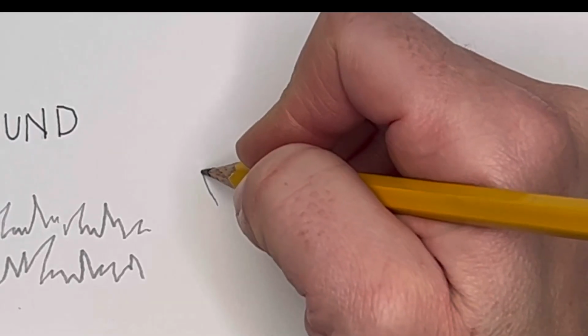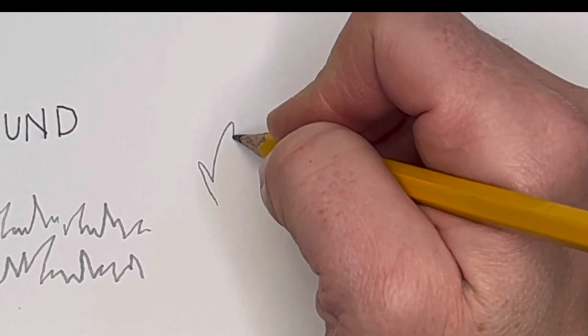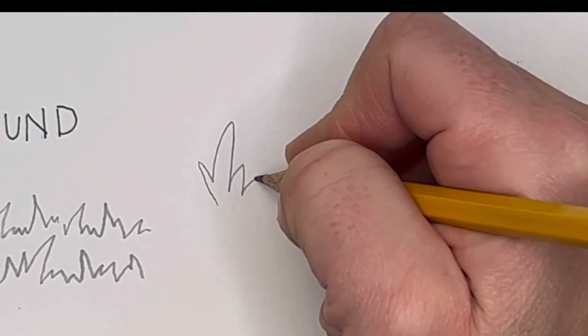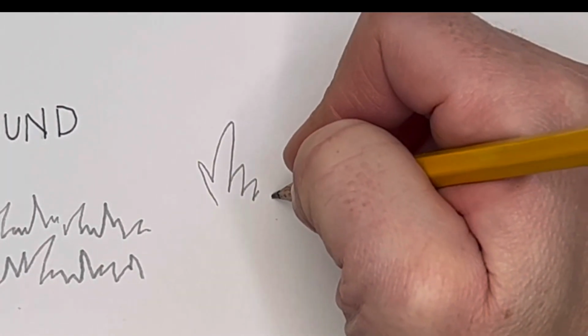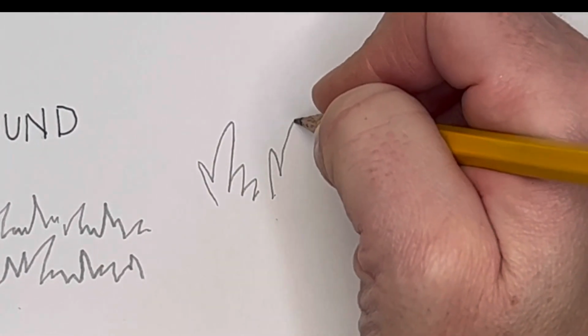For the second foreground plant, we're going to draw a cluster of grasses. Only draw about 4 or 5 triangles that vary in shape and size.